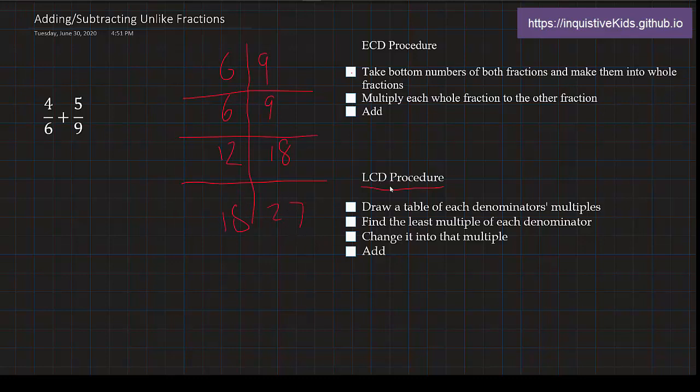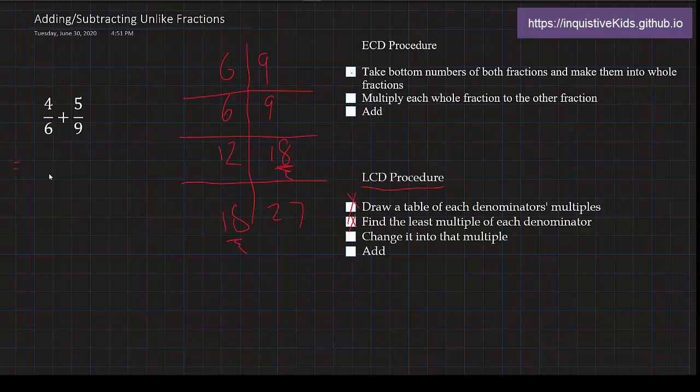But wait, over here, you should have noticed something in the table. In the multiple column of 9, there's an 18. And in the 6's multiple column, there's also an 18. So what does that mean? We already drew a table. We already found the least common multiple, which is the multiple of both numbers that has the least value. And now we have to change the denominators to that multiple, so now it's like fractions.